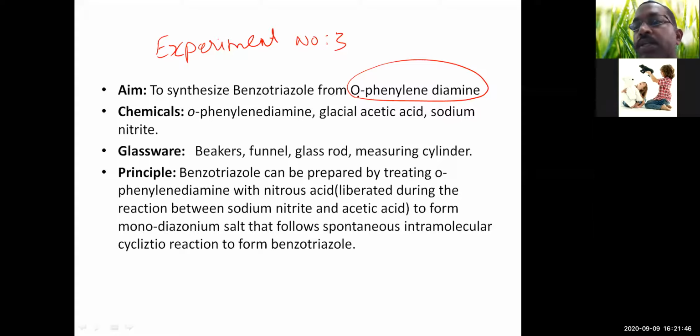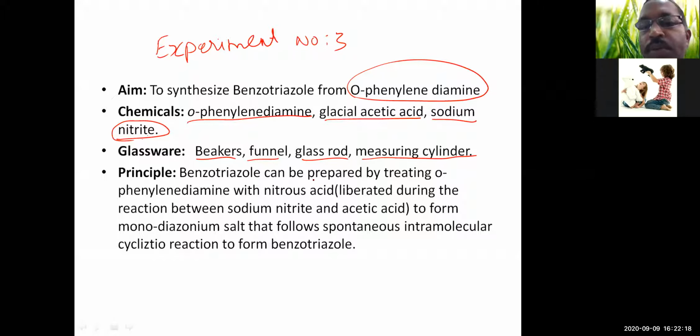Okay, and the chemicals that are required here are O-phenylene diamine, glacial acetic acid, and sodium nitrite. Sodium nitrate is also present, but you must be careful that it is sodium nitrite. And then glassware: beakers, funnel, glass rod, measuring cylinder, filter paper, etc. Then coming to the principle involved in the synthesis of benzotriazole.